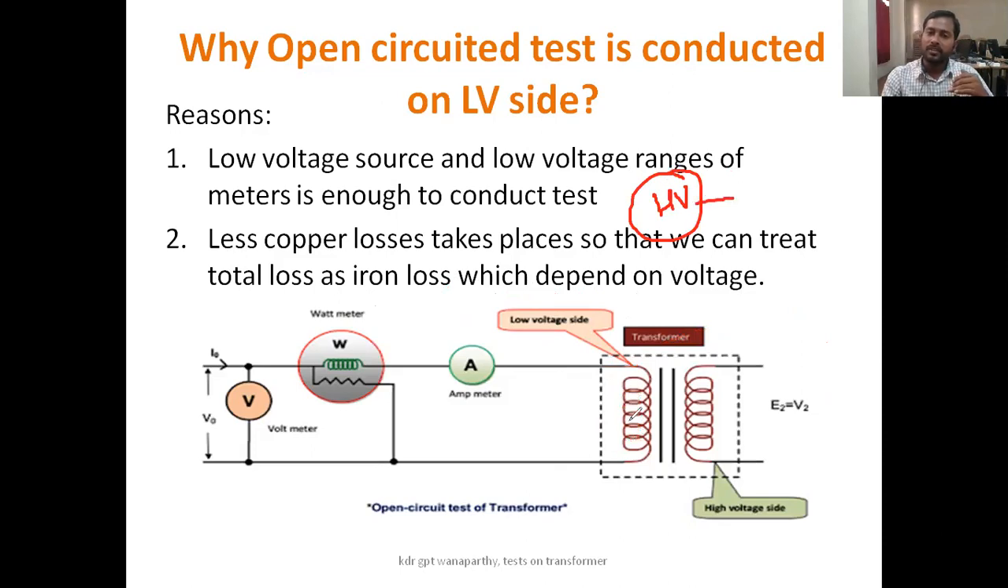If it is the HV side, definitely the HV side resistance is high. So the total wattmeter reading cannot be taken as iron losses, because of this HV winding high resistance. Because of this high resistance, more copper losses will take place, so we cannot neglect the copper losses. Simply, if you conduct this test on the HV side, we get less iron losses. That's why we should conduct this test on the LV side only.